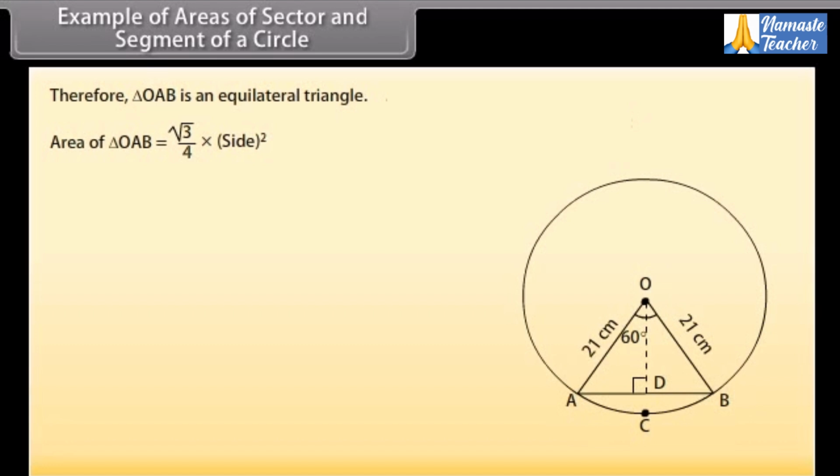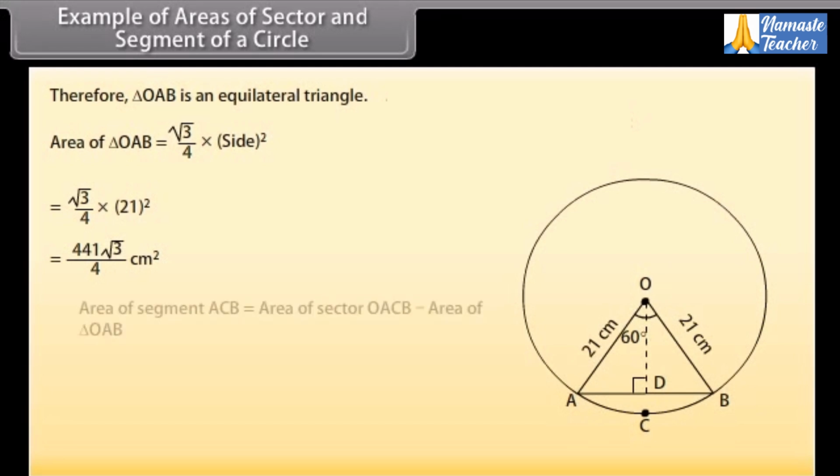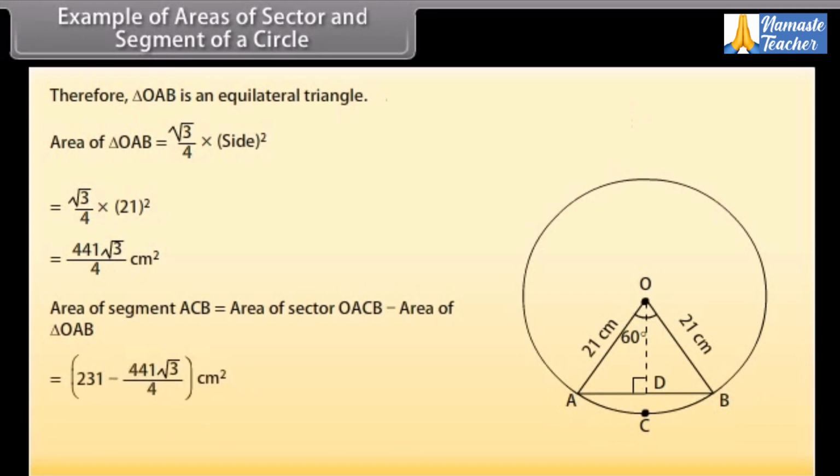Area of triangle OAB is equal to square root 3 upon 4 into side whole square. By calculating, we get area of triangle OAB is equal to 441 into square root 3 divided by 4 centimeter square. Area of segment ACB equals area of sector OACB minus area of triangle OAB, which is equal to 231 minus 441 into square root 3 divided by 4 whole centimeter square.